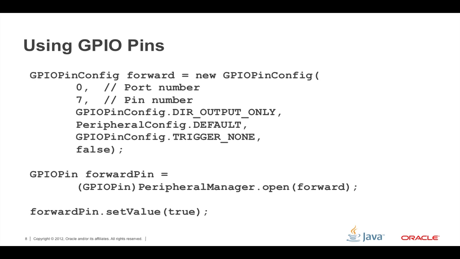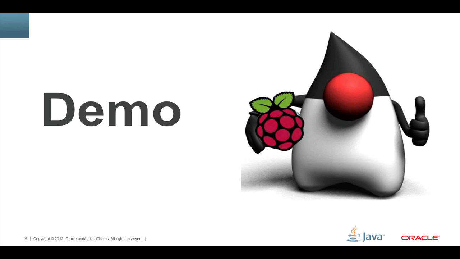So here I've got a simple method, set value. We're going to set it to high or true, and obviously we could set it to false, which would set it to be low. So having seen all that, let's move on and see a demo of how this actually works in practice.